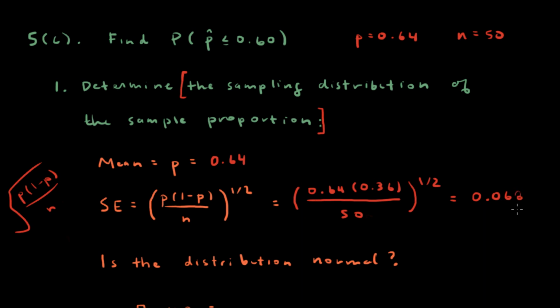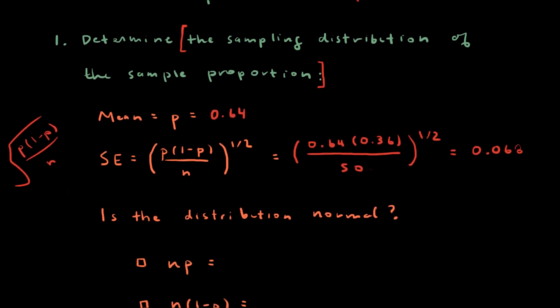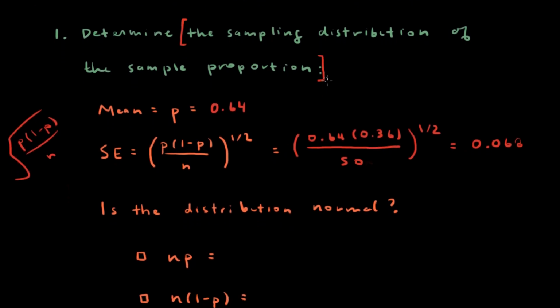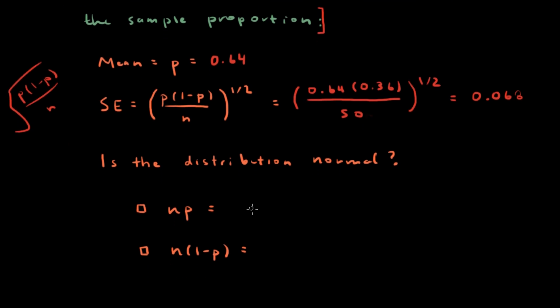So we know the mean, we know the standard error. Next thing we want to do is figure out the shape of the distribution. We can say that this distribution is approximately normal as long as n times p is greater than or equal to 15 and n times 1 minus p is greater than or equal to 15. So 50 times 0.64 gives you 32, which is greater than or equal to 15. 50 times 0.36 is 18. So both of these conditions are met, which means we can say that the distribution is normal.